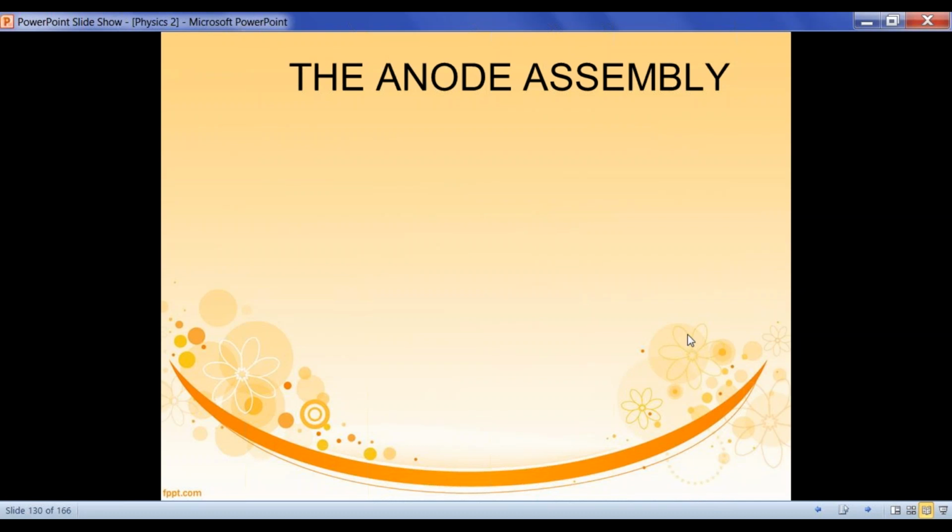So, tapos na po tayo sa ating cathode assembly. Next po ay yung ating anode assembly. So, yung ating anode assembly ay composed of target and the focal spot. So, kung yung ating cathode ay composed of filament and focusing cap, yung anode naman po natin ay composed po ng target and the focal spot.